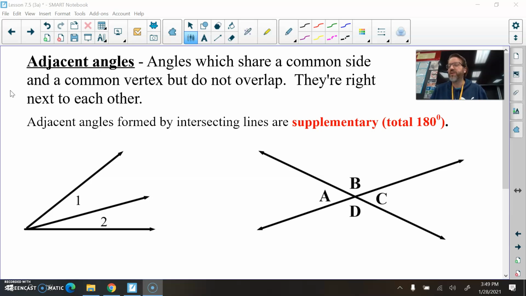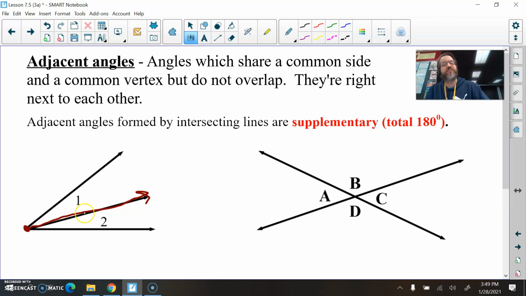Adjacent angles. Adjacent simply means they're right next to each other. In fact, they share a side. Remember, angles are made up of rays, right? You have two rays that share a common endpoint, which is known as the vertex of the angle. There's the vertex of both angle 1 and angle 2 here. But they share one side. This ray right here is common to both angle 1 and angle 2.